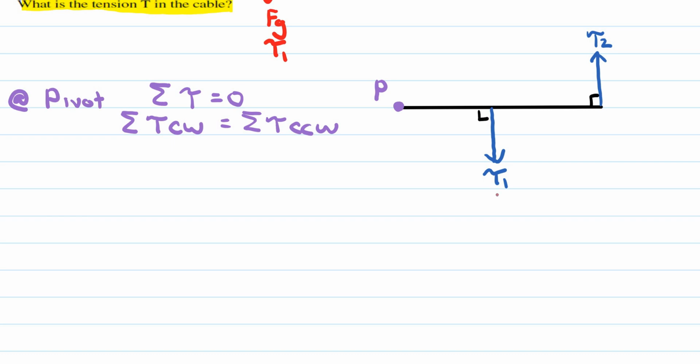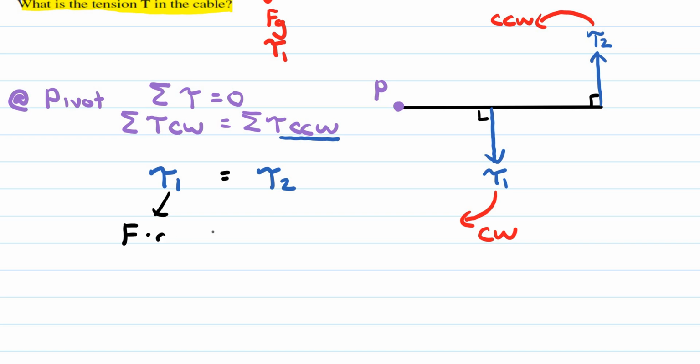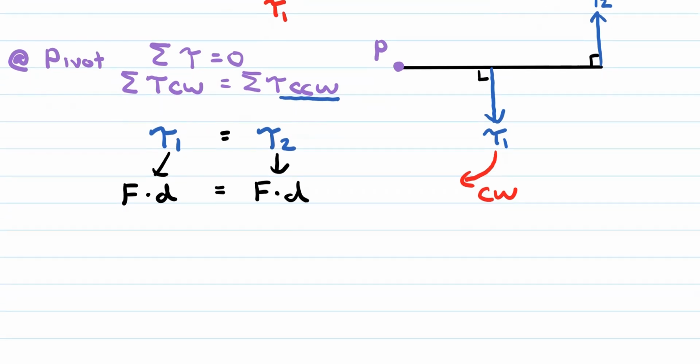And with respect to the pivot, I want to say this first torque is kind of going in this direction, right? So this is in the clockwise direction. And this second torque with respect to the pivot, this is going in the counterclockwise direction. Okay, so in the clockwise direction, we just have the one torque here, so I'll label this as T1 or torque 1, and in the counterclockwise direction we have one torque, which is torque 2. Okay, now the general formula for a torque is force times the distance. Now in this particular case, this force is really the force of gravity.